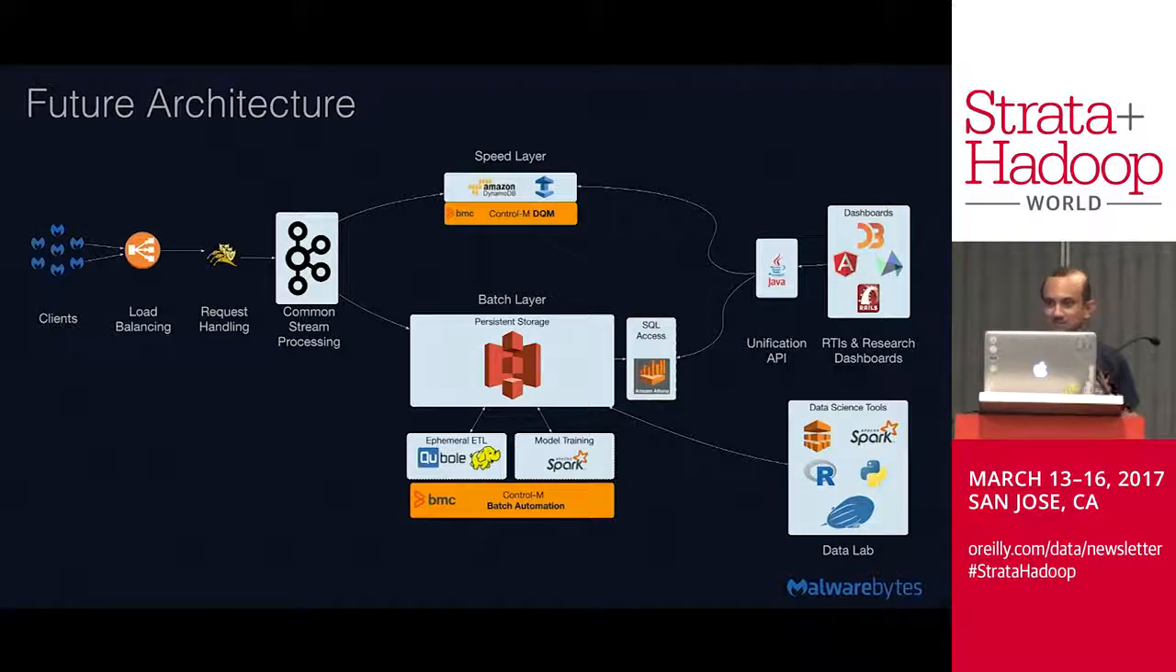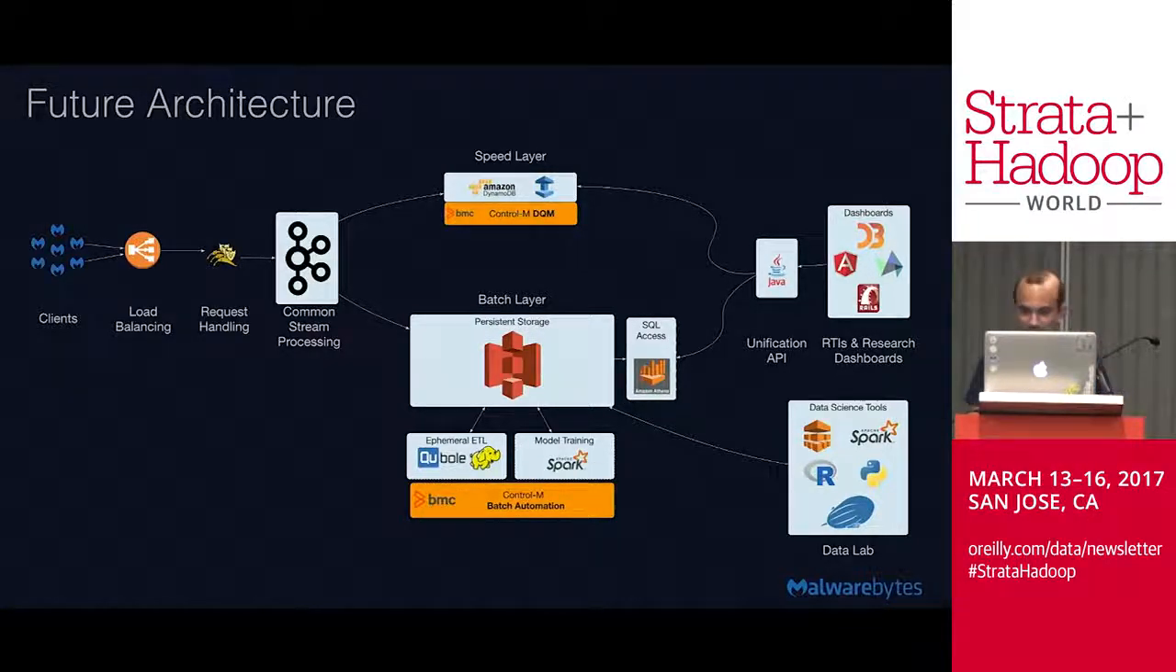For example, BMC has been in the leader position in the Gartner Magic Quadrant in the workflow automation space for quite some time. So we want to actually use those capabilities. We want to make sure that we associate with the best to become the best. So we are aggressively pursuing all of the newest technologies in our future architecture.